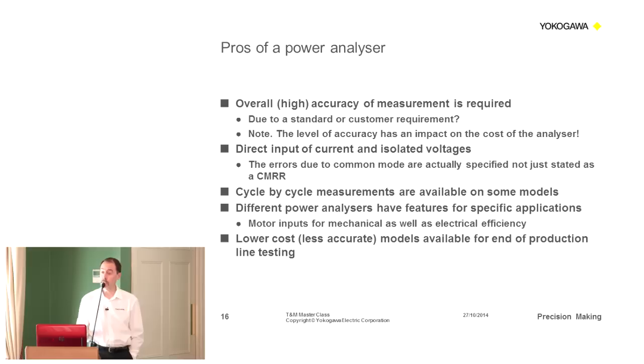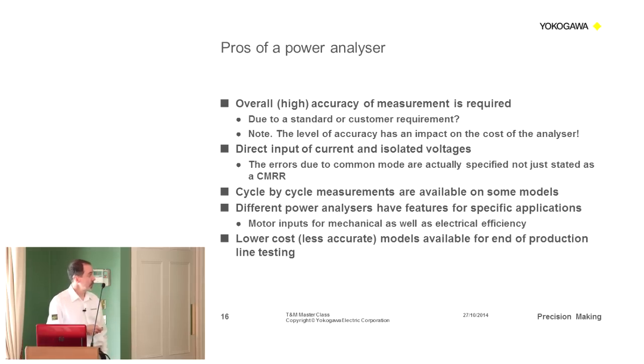And I say overall high accuracy because there is a variation. As you might expect, it does have an impact on pricing and size of product, as it says here. We have direct input of the current and isolated voltage. With this sort of product, generally you have shunts built into the product, and they have to be controlled very carefully in order to minimize the self-heating effects. And that, of course, is potentially what limits the maximum current that can go into the instrument. Because if you put a lot of current into the shunt, it will heat up, and that will cause further errors in your accuracy.